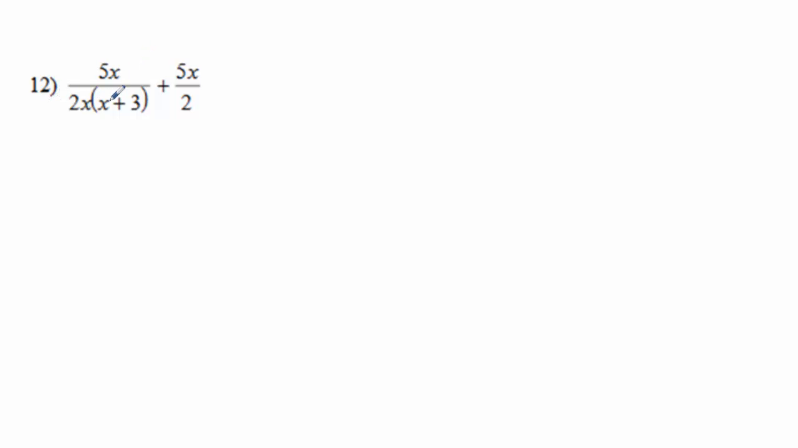Number 12: 5x over 2x times x plus 3, plus 5x over 2. Now this is a case where there's actually a best denominator to use that gets us to the right answer first. And so you might see they both have 2's, which means we only need a single 2 and then x times x plus 3. If you put 4 here because you're like, oh, I need to do 2 times 2, it'll work. We'll just maybe have more simplification than we really needed to do.